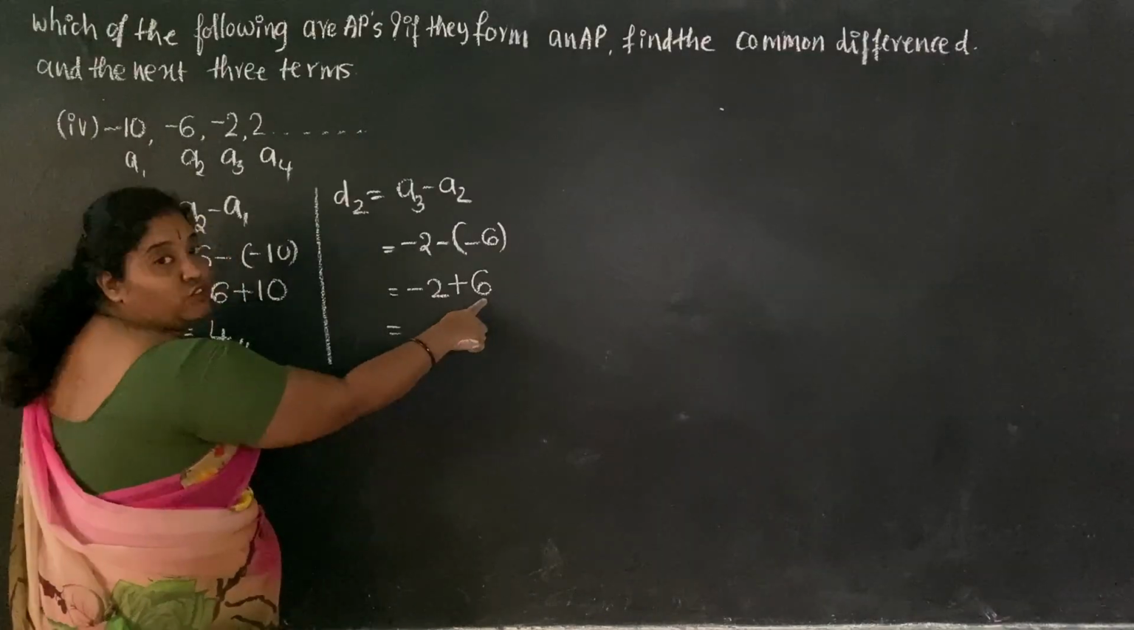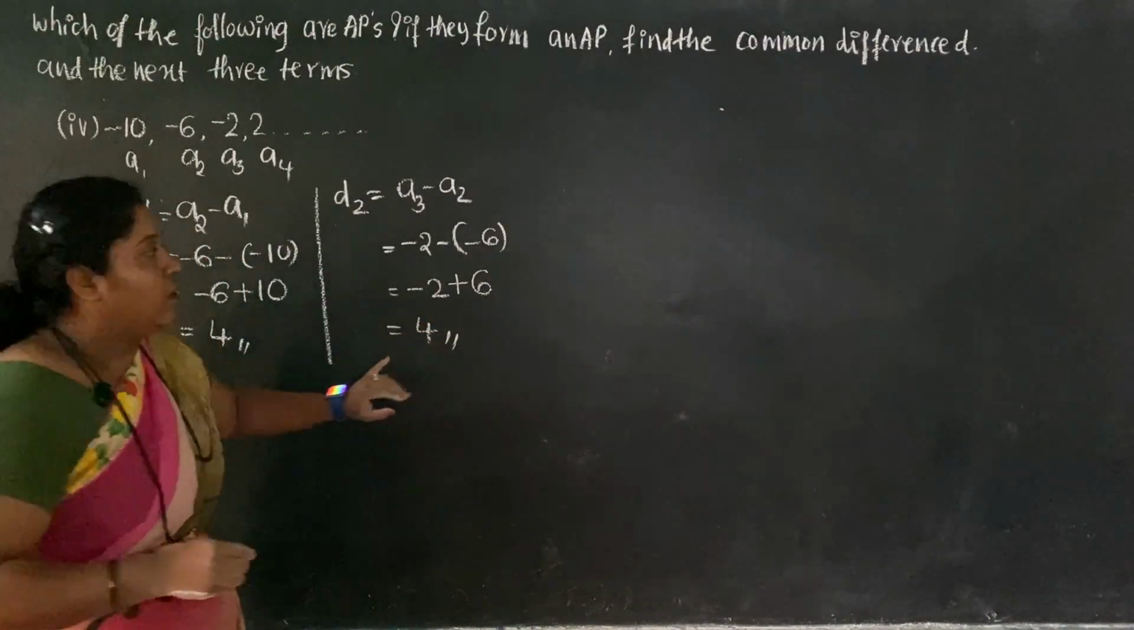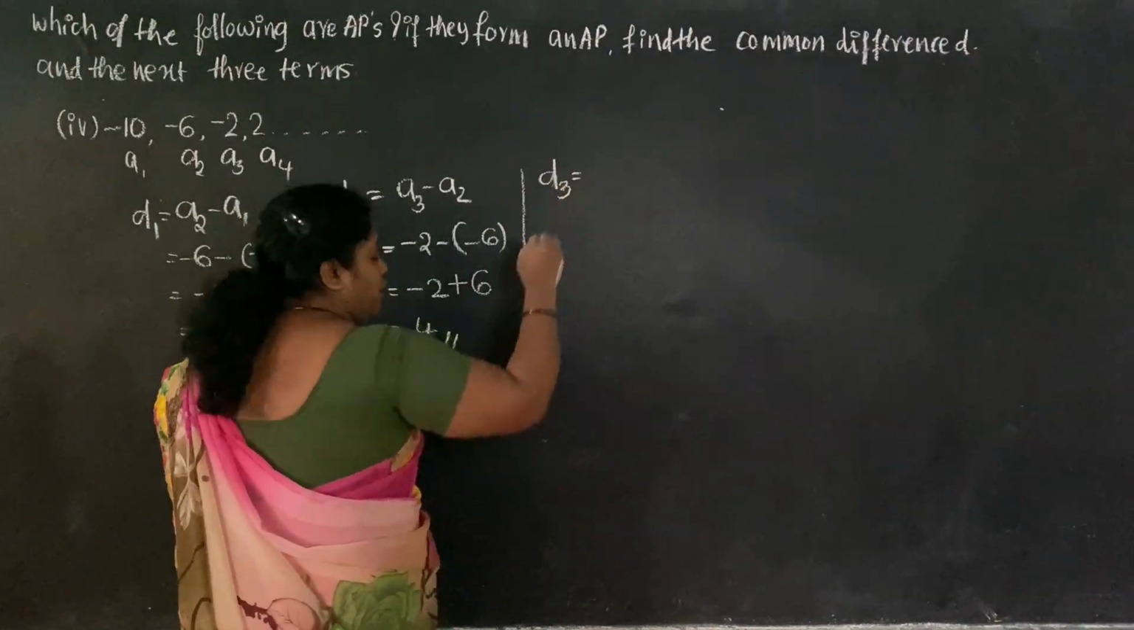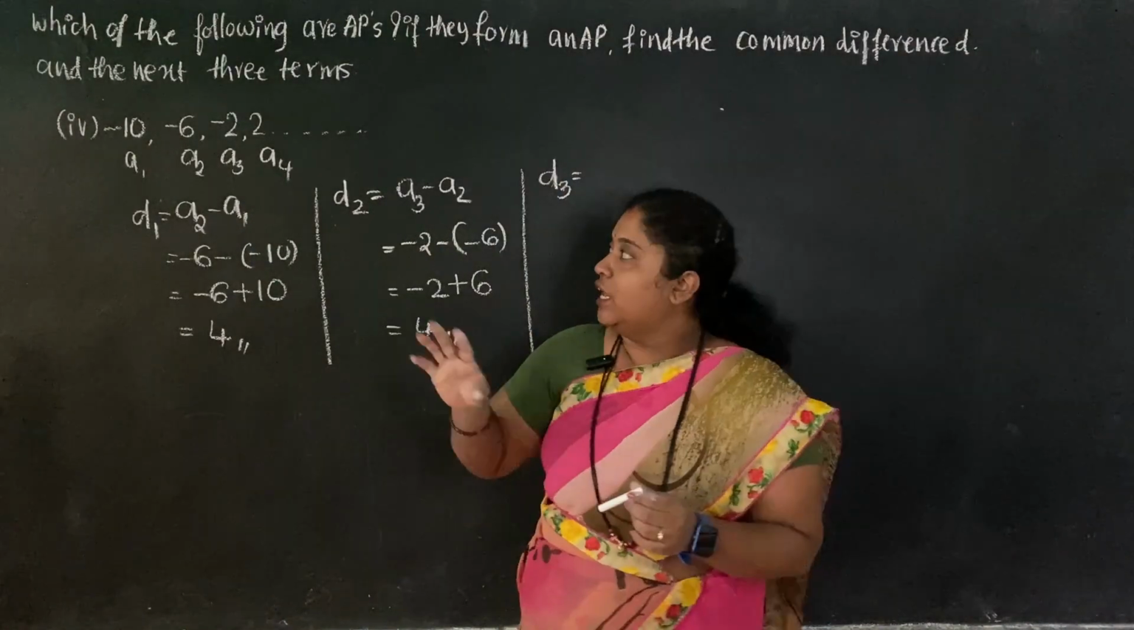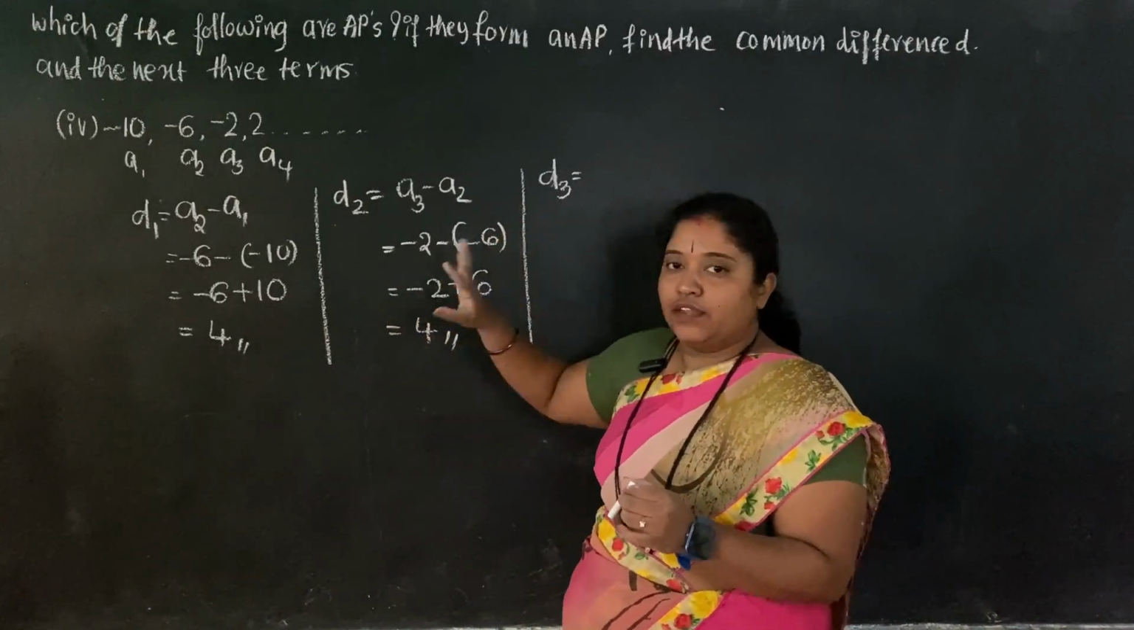See here, minus 2 plus 6 is how much? 4. So I got D2 also as 4. We'll move to the third one, that is to calculate D3. So what is the D3 value? How can you calculate D3? Don't make the judgment by seeing just 2. You also calculate the third one.